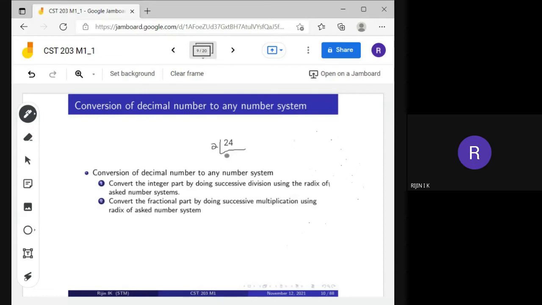After division, normal division I am asking, 24 divided by 2, what will be the quotient? 12. Correct answer, 12. So the quotient will be 12. Okay, correct. Then what is the remainder after division? The remainder will be 0. So that remainder you have to write here.